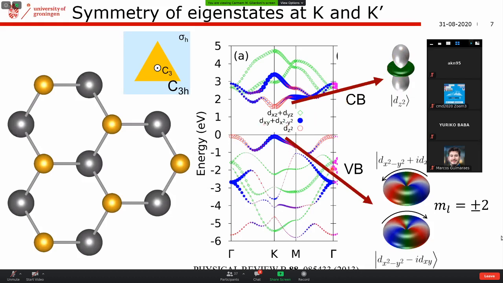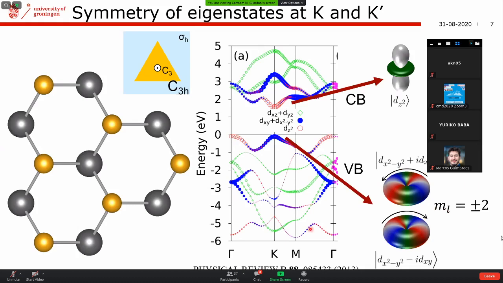Now for the valence band, these wave functions are mainly composed of d_xy and d_x²−y² wave functions that can actually combine. So we can form linear combinations of these wave functions, and we combine them symmetrically or anti-symmetrically. And these two different linear combinations actually do have an azimuthal phase that winds in opposite directions. So these wave functions are actually orbitals with orbital angular momentum plus and minus 2.